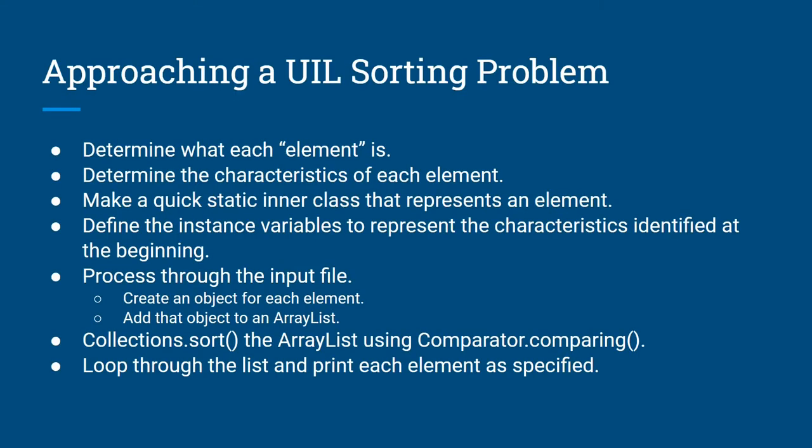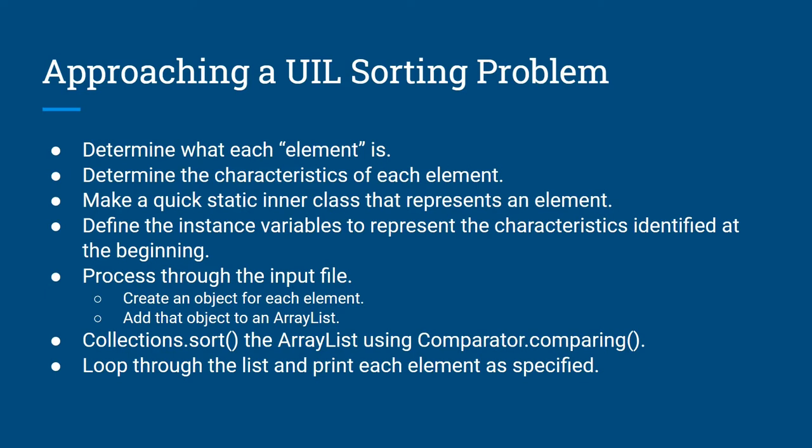So just some other quick tips. Usually when you're approaching a UIL sorting problem, it's basically just asking you to sort different people or items or whatever it is by certain attributes. The first thing you need to do, obviously, is determine what an element is in this problem. Is each element in the list going to be a student? Are you going to sort students? Are you going to sort dogs? Are you going to sort pets? There's plenty of things that the problem could throw at you.